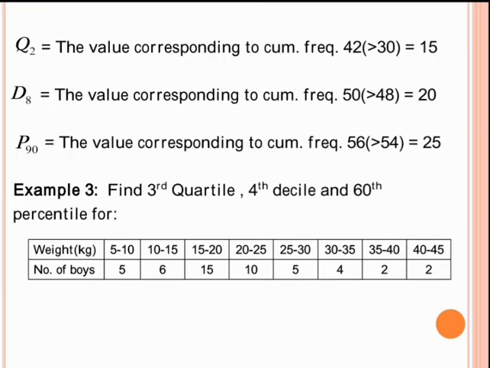Right? Now see how you will see this. Here you have to find the value of Q2. This is particularly when we are given X and F. The value corresponding to cumulative frequency 42, which is greater than 30, and your answer is 15. I will show you. Okay, I will take the back slide once again. You have to move towards the cumulative frequency.